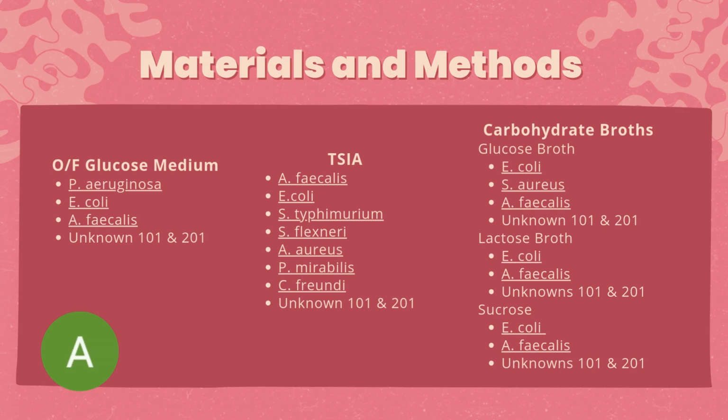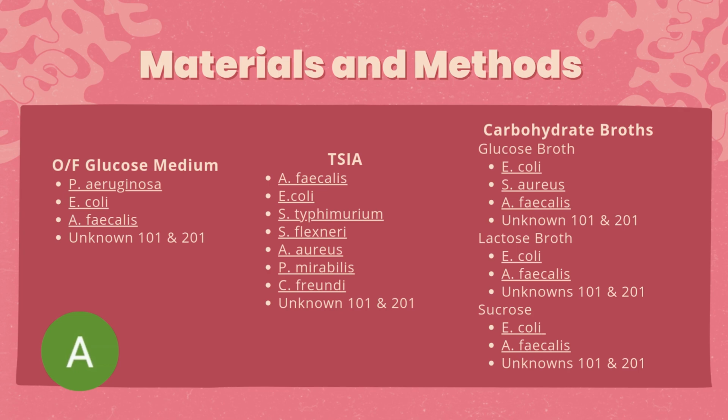To perform the oxidatively or fermentatively glucose test, the bacteria needed are P. aeruginosa, E. coli, A. faecalis, and the unknown samples 101 and 201. For performing the triple sugar iron agar test, the bacteria needed are A. faecalis, E. coli, S. typhimurium, S. flexneri, S. aureus, P. mirabilis, C. ferendi, and the unknown samples 101 and 201.